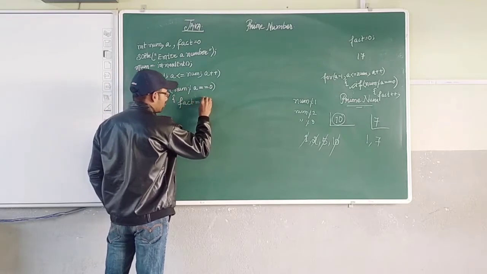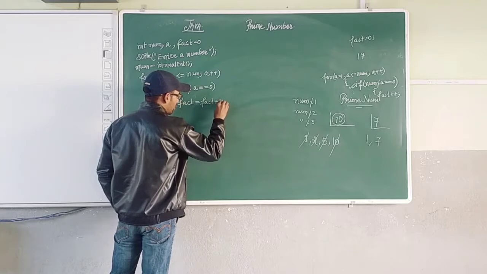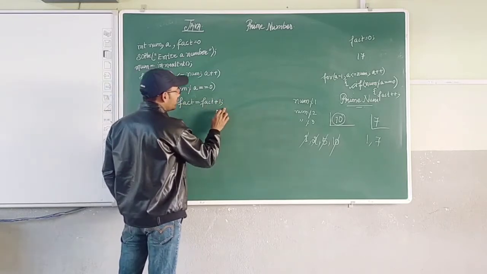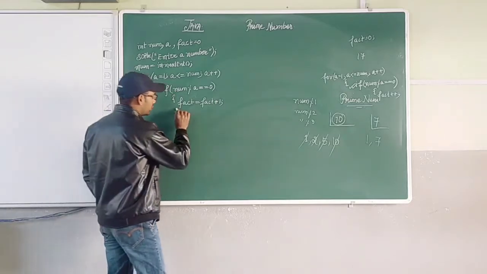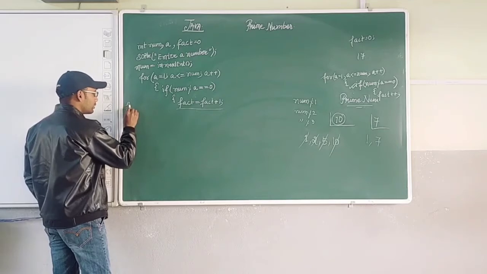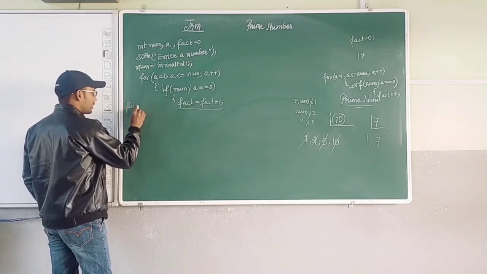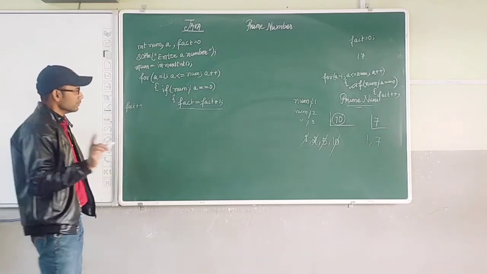fact is equal to fact plus 1. This whole line in short you can write as fact plus plus. Instead of this whole thing, you can simply write fact plus plus. Same thing. Is that clear?